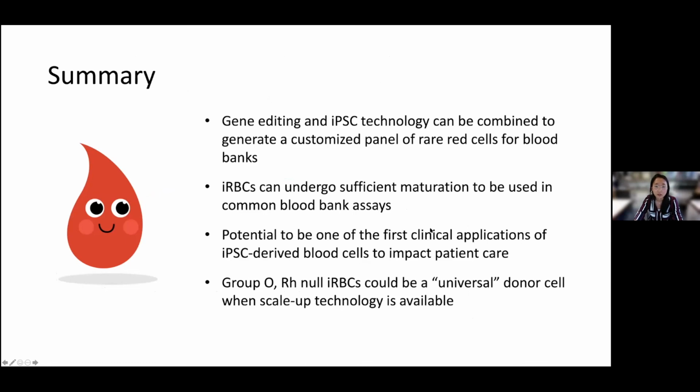So in summary, we've shown that gene editing and iPSC technology can be combined to generate a customized panel of rare reagent red cells for blood banks. IRBCs can undergo sufficient maturation to be used in common blood bank assays, and this has potential to be one of the first clinical applications of iPSC-derived blood cells to impact patient care. And then finally, Group O RH null IRBCs could be used as a universal donor cell when scale-up technology is available.